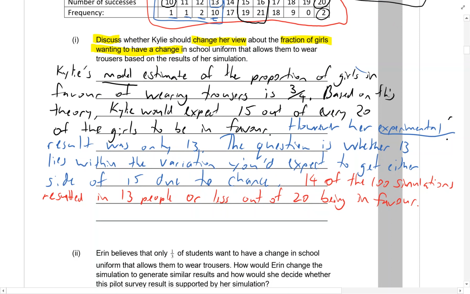That's kind of the rule that we can stick to in this course. If it's in the most unlikely 10%, then we can say that the model is probably not quite right for our situation. But if it's not in the most extreme 10%, like this one's not, then there's not enough evidence to actually reject that model.